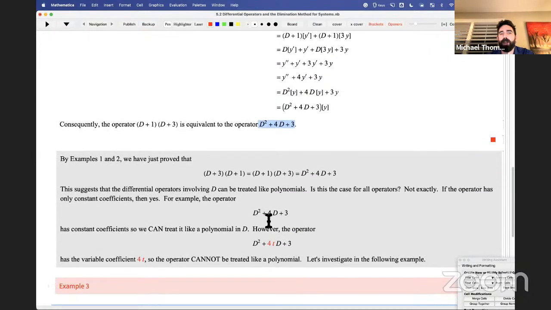So there is one thing though. It's like we definitely have shown that if we reverse the order, it doesn't matter.